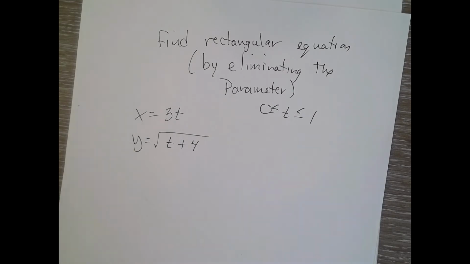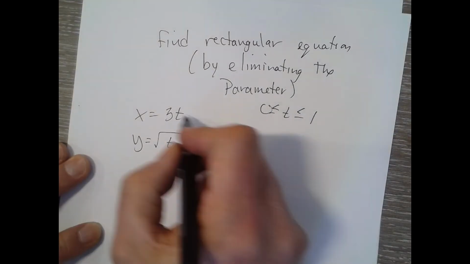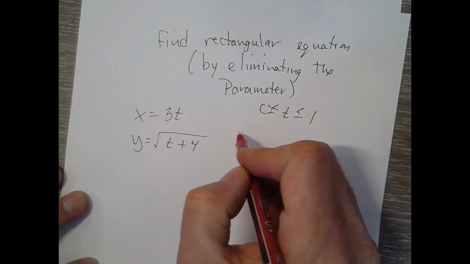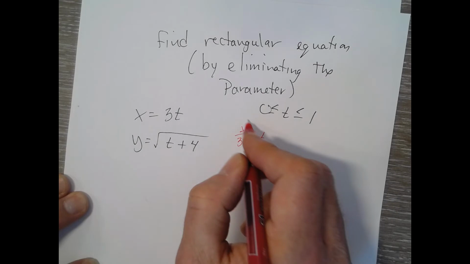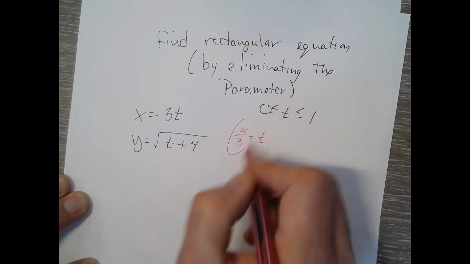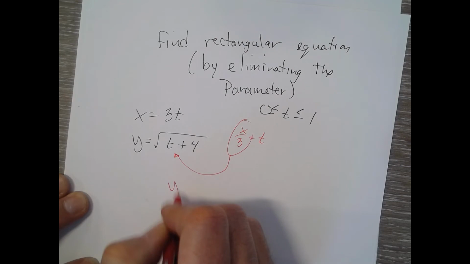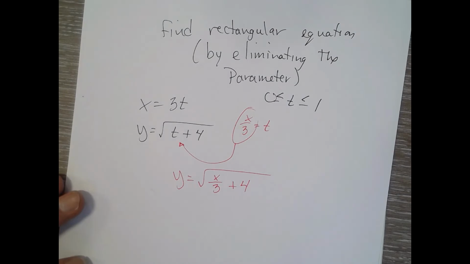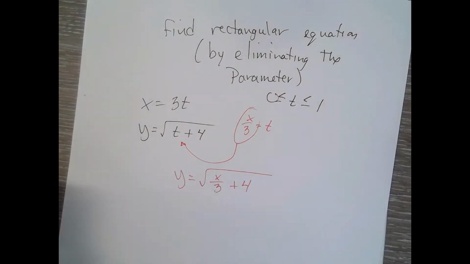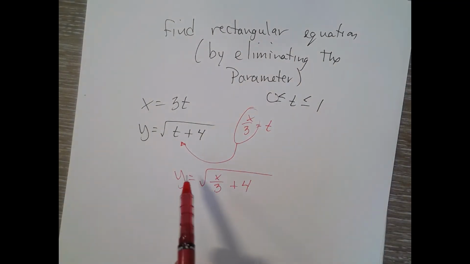All right, so all we have to do is solve for t in the x equation, so we're going to divide by 3, so x over 3 equals t. Plug that in. y equals the square root of x over 3 plus 4. Okay. So that's how you would normally solve for the rectangular equation, and then you could graph this, and then you would know what path a parametric equation would be taking. Okay, that's one way of doing that.